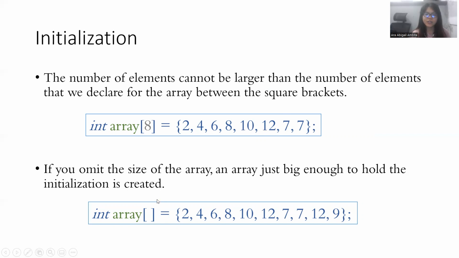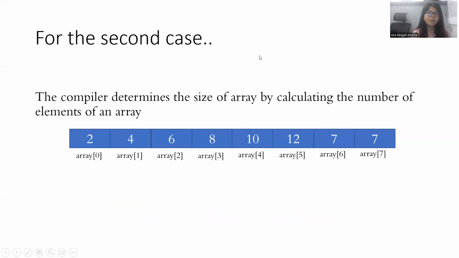So in other words, since we have omitted the length here, the number of elements here will be the size of the array. Okay, so meaning 1, 2, 3, 4, 5, 6, 7, 8, 9, 10. So meaning an array of length 10 will be created. Okay, so the compiler determines the size of the array by calculating the number of elements of the array.